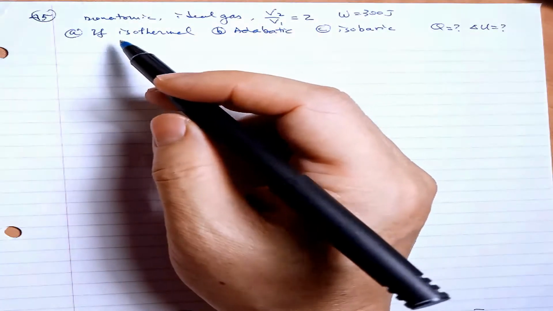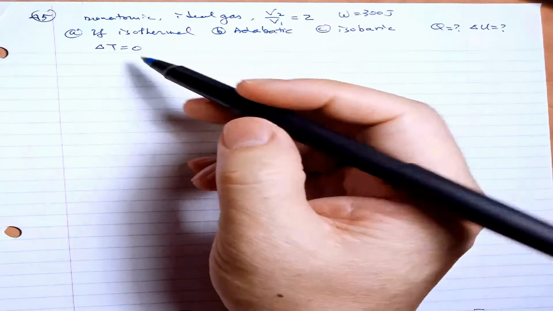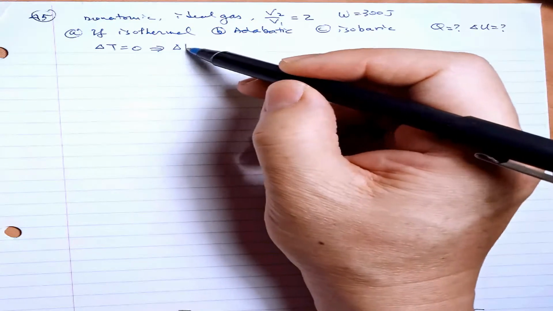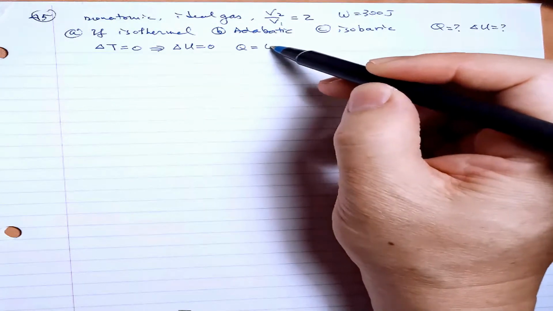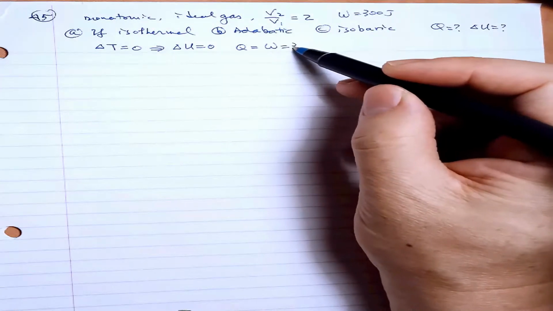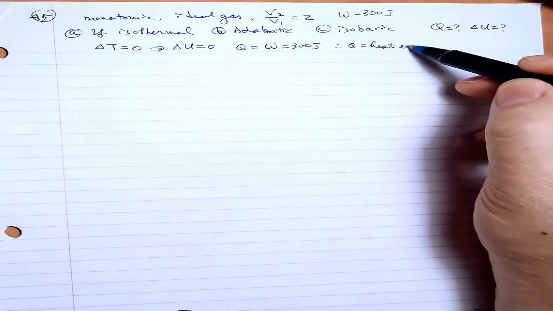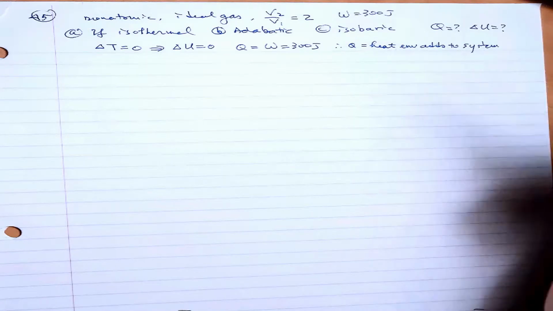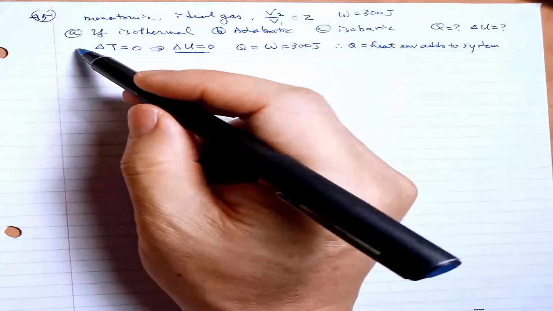If it is isothermal, which means no change in temperature, delta T is 0. If delta T is 0, that implies immediately delta U is 0. If delta U is 0, then Q will have to be the same as W. Since W is 300, so is Q. Q is the heat the environment adds to the system, so the answer is 300 joules. And the internal energy change is 0. So that's part A.